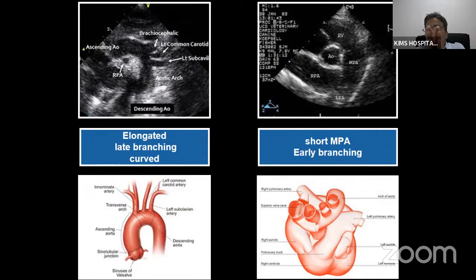On the contrary, the pulmonary artery will immediately bifurcate. You can see in the lower image, the pulmonary trunk is short. The MPA is always shorter, and it will have immediate bifurcation. So early bifurcation and a short MPA are characteristic of the MPA, while the elongated structure giving rise to coronaries and the late branching in the neck is the characteristic of the aorta.